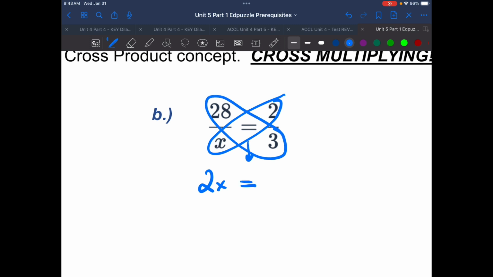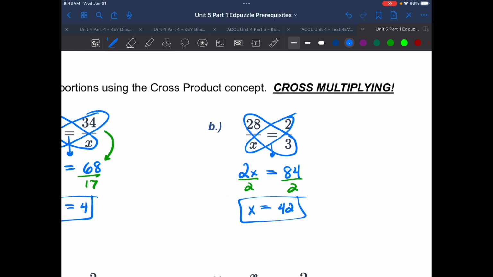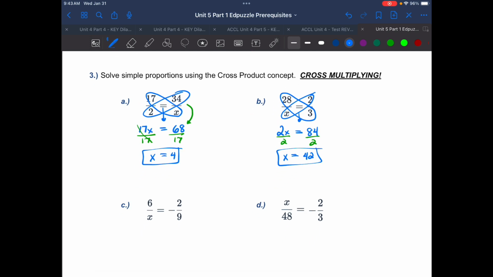Okay, 3 times 28, let's see, 3 times 20 is 60. 3 times 8 is 24. Together, that's going to give me 84. Okay, or use your calculator, it's totally fine. Guys, we have no more fraction left. We just cross-multiplied, no more fraction left, but we have a nice simple one-step equation. So I'm going to divide both sides by 2 and get x equals, what's half of 84, guys? Good, 42.